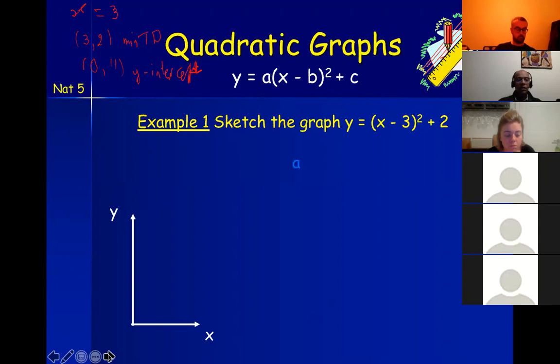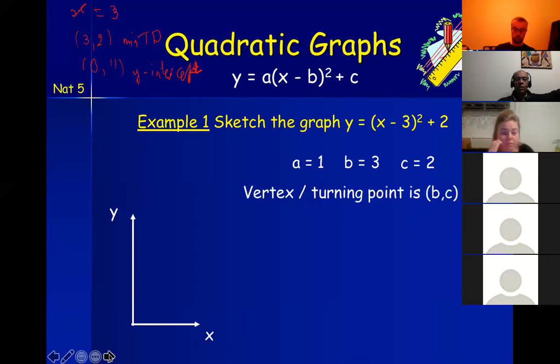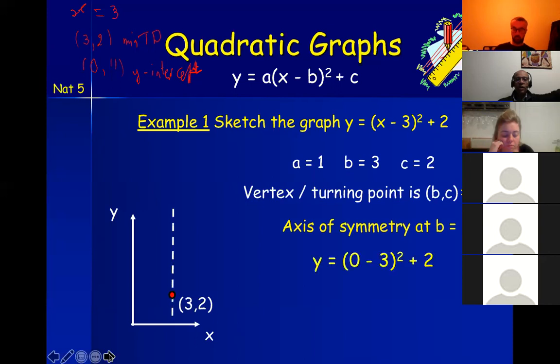So let's see how we go about that. So a equals 1, positive, happy face. b equals 3, and c equals 2. (3, 2). The turning point is (b, c), (3, 2). You just put your point. Axis of symmetry, b equals 3, or what we call x equals 3, going through there. When x equals 0, I've got 11, so you put that there.